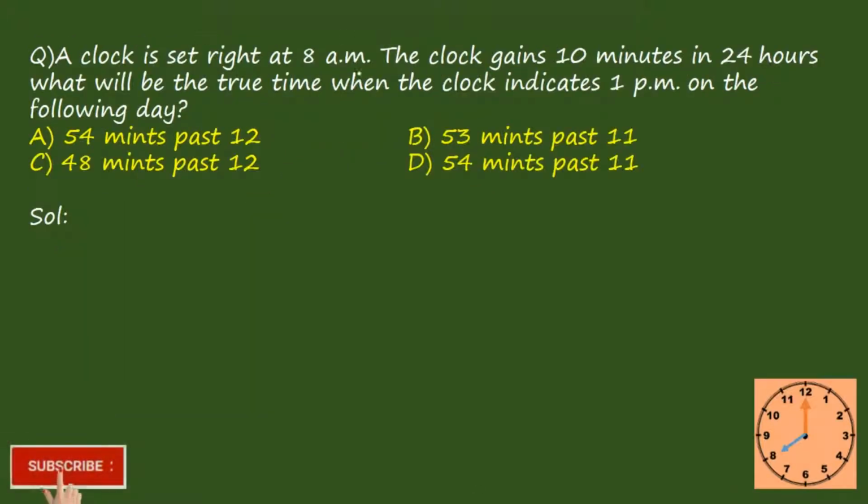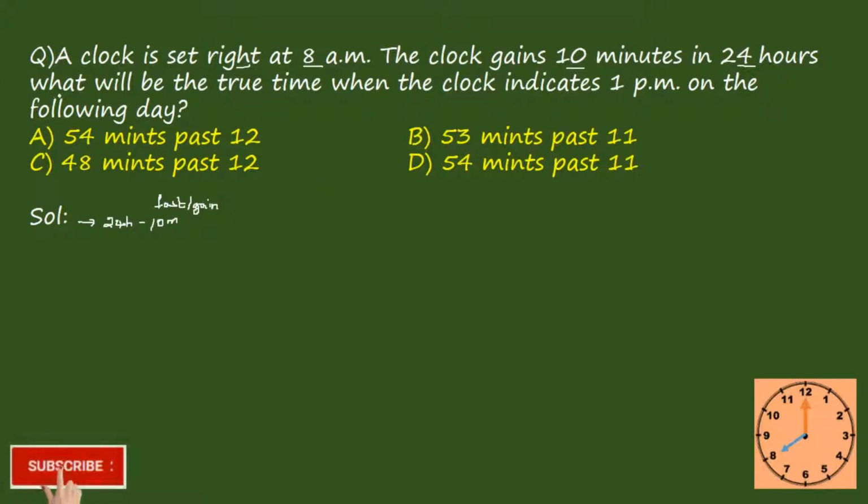Next question is, a clock is set right at 8 a.m. The clock gains 10 minutes in 24 hours. What will be the true time when the clock indicates 1 p.m. on the following day? We'll be listing out what is there in the question. At 8 a.m. the clock is right, means it is correctly set at 8 a.m. The clock gains 10 minutes for every 24 hours. The clock is such that for every 24 hours it will be gaining 10 minutes, which is nothing but fast, or it will be gaining the time, right?